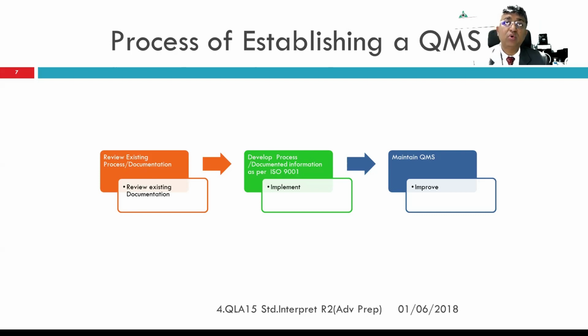Implementation is rolling them into action. For example, you have introduced a formal documented supplier evaluation process. So you do it in accordance with your system. That's the implementation part. And then maintain it, continuously improve it, and audit it. By auditing, you know what is working and what is not working. By doing so, you will be able to improve upon the system.